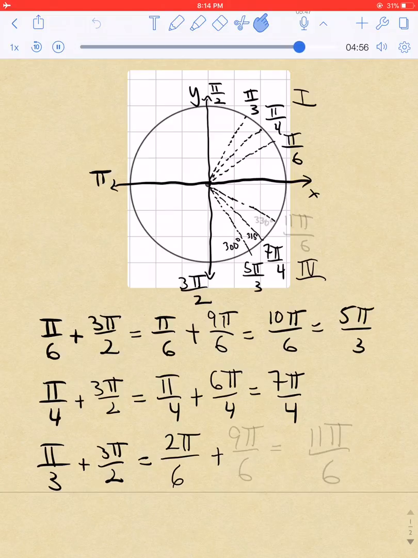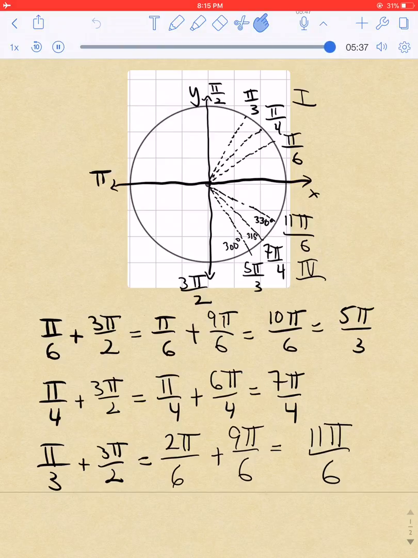3 pi over 2, we convert that by multiplying both numerator and denominator by 3, and this is sixths now. So this is going to be 9 pi over 6. Summing this together, we get 11 pi over 6, and that's this angle here, which is equivalent to 330 degrees. We know that once we get to 330, we add another 30 degrees to that, and we get to 360, which would be a full rev around the circle.